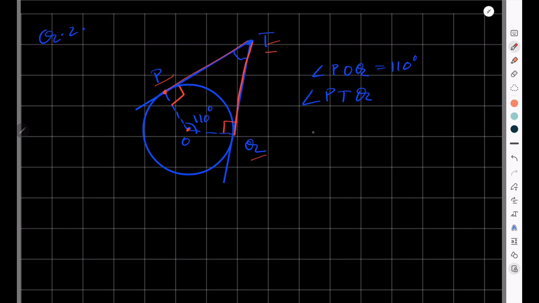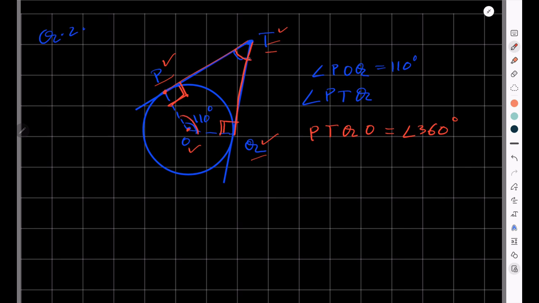So if we consider this quadrilateral PTQO, all the angles together will be 360 degree, isn't it? And we already know that this angle and this angle are 90 degree. So 90 degree plus 90 degree, these two angles will be 180 degree. So what is left?